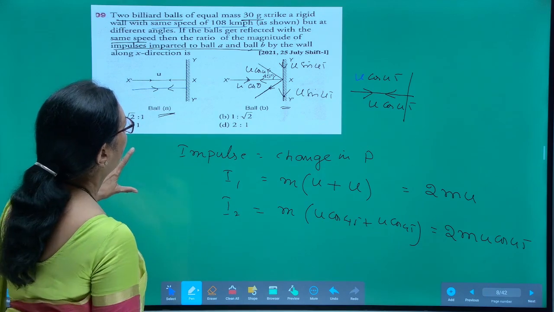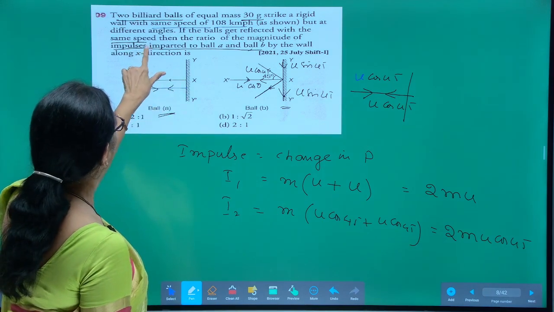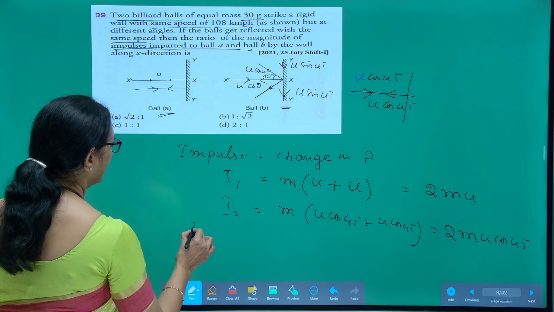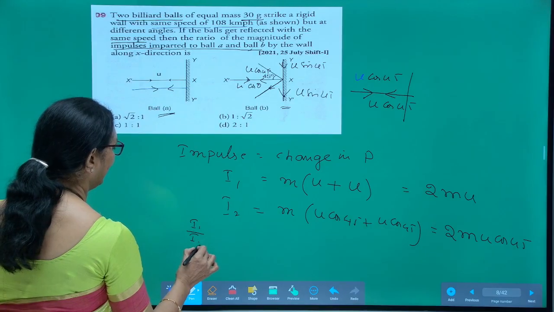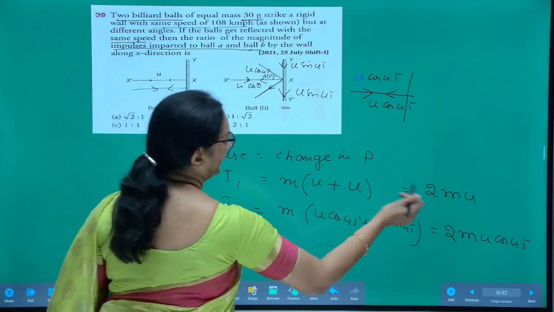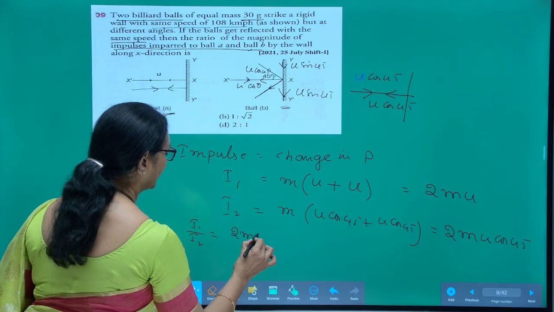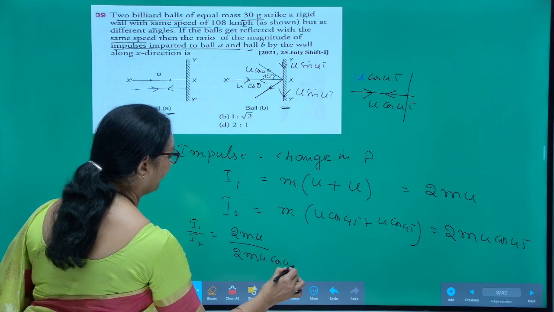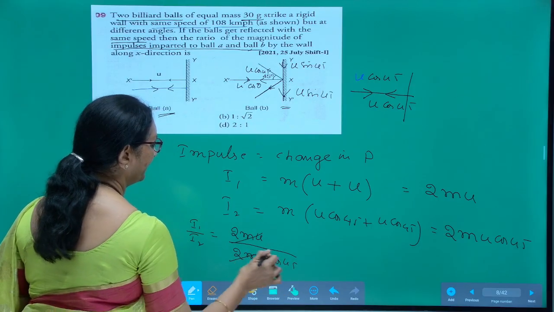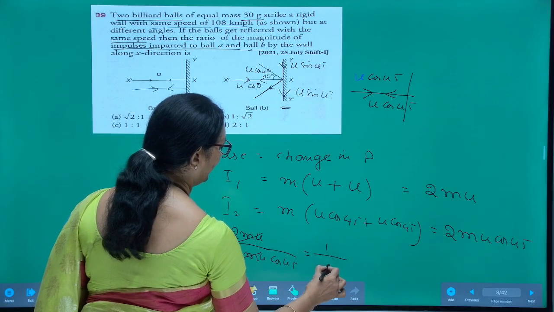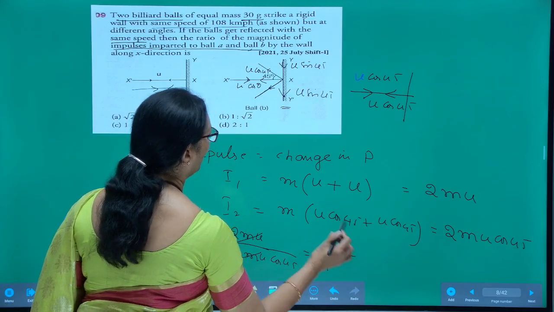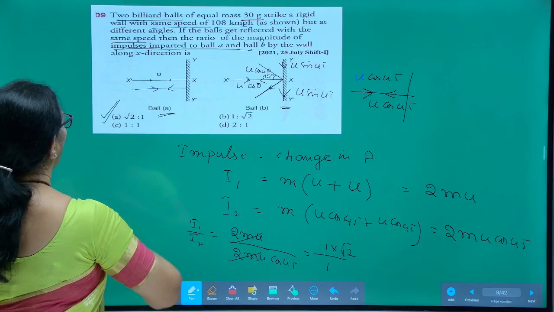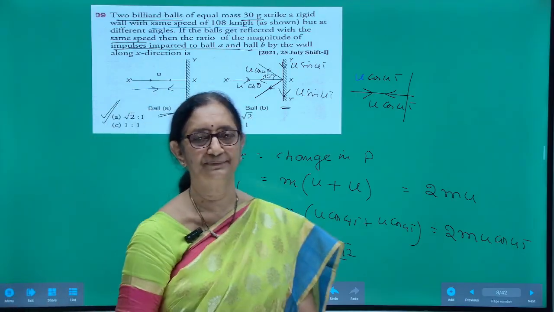ball B. Now, what is asked? The impulse imparted to ball A and ball B. So, I1 by I2 is equal to 2 mu by 2 mu cos 45. So, 2 mu gets cancelled, 1 by cos 45 is 1 by root 2. So, the answer is root 2 is to 1.